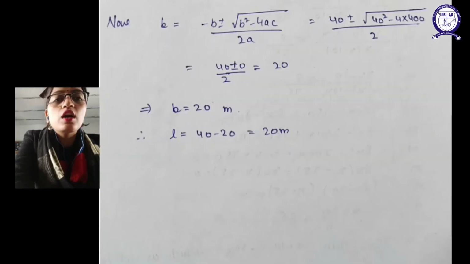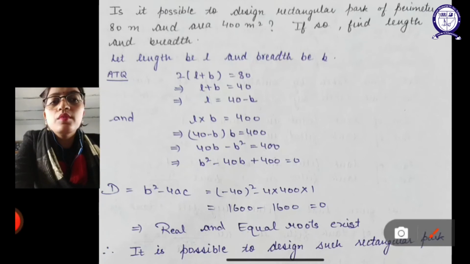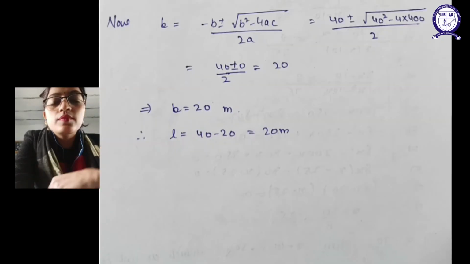So okay, then now we will find the length and breadth by just applying the quadratic formula. Now after applying the quadratic formula, breadth comes out to be 20. Okay, so length is 40 minus 20, 20. Why 40 minus 20? Because here we found that L is 40 minus B. So 40 minus 20 is 20. So this is the question based on discriminant.